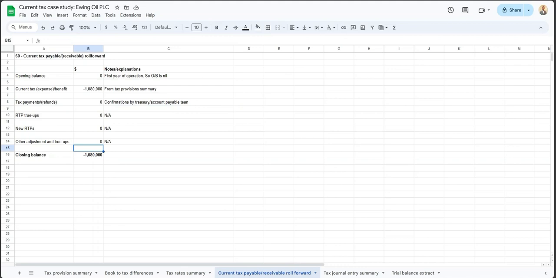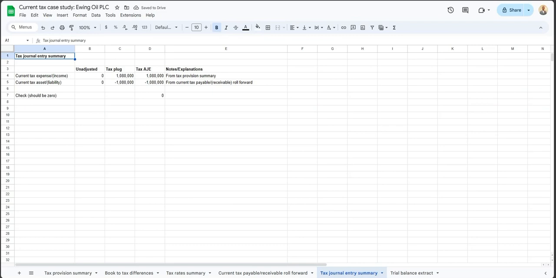We have not paid any portion of it, so it's still the liability for the period. And the double entry will be simple. You're going to be debiting your P&L with an expense of 1.08, and you're crediting your balance sheet with the liability of 1.08. So those are the key working papers really. Then we go to the tax journal entries.